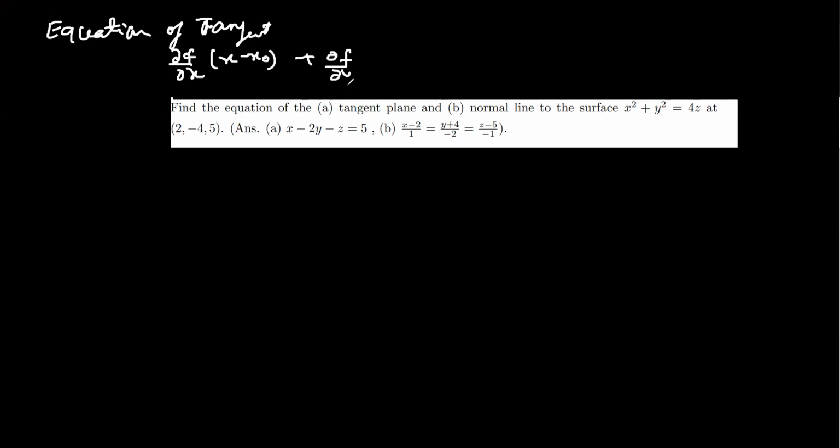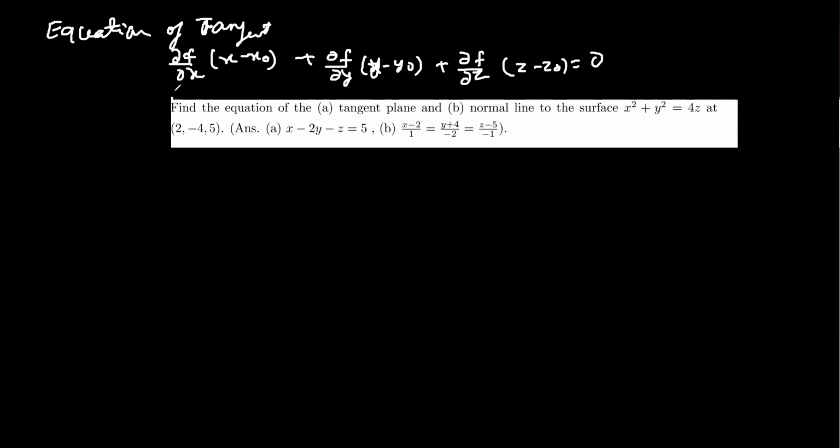In the second question, you have to find tangent and normal. First, I tell you how to find equation of normal. Sorry, first I tell you equation of tangent. Equation of tangent is what? The normal vector: del f upon del x times (x minus x0), plus del f upon del y times (y minus y0), plus del f upon del z times (z minus z0) is equal to 0.